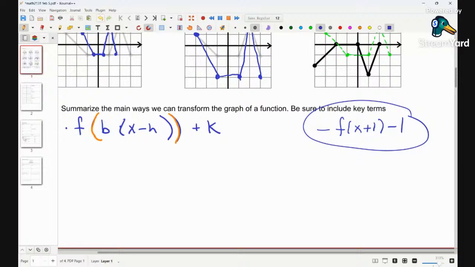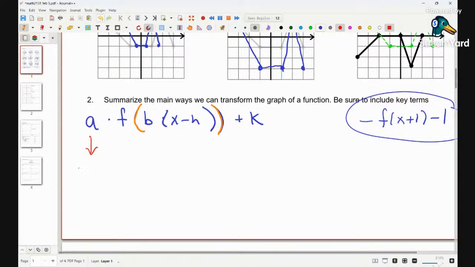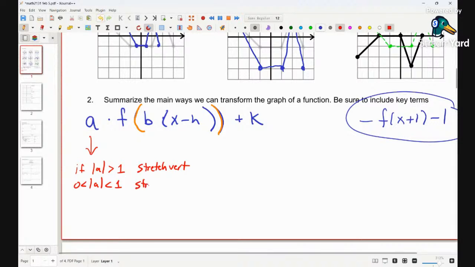Summarize the ways you can transform a graph. I'll use my summary, you use your own. A: must knows. Say something to yourself: what's true about A? If it's bigger than 1, it's a vertical stretch. If it's a proper decimal or fraction, it's not a stretch.